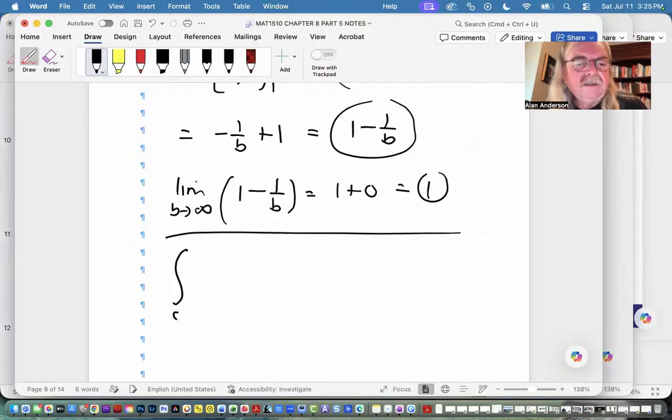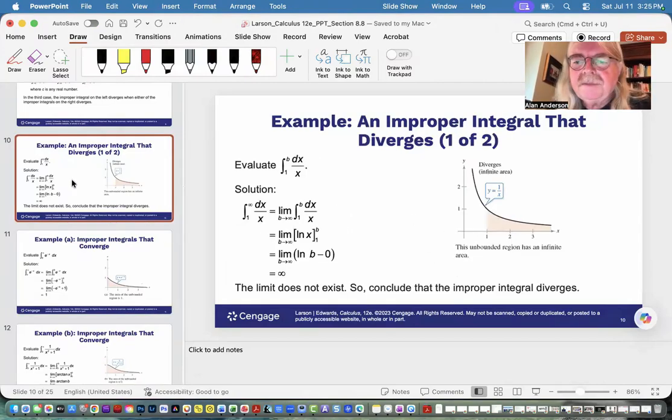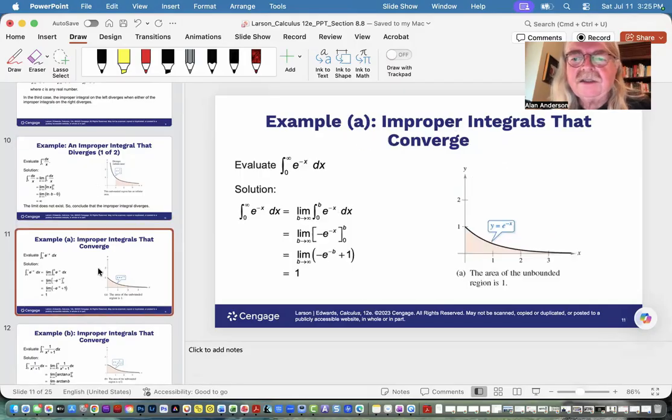The integral from 0 to infinity of e to the minus x dx. And again, there's the graph. And it looks a lot like this one, doesn't it? Yes. Okay, it's a curve, and we're trying to find the area from 0 to positive infinity. But of course, that requires an improper integral. So that's why we have to take the limit of the upper limit of integration.